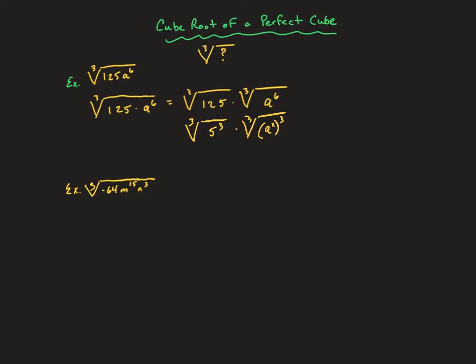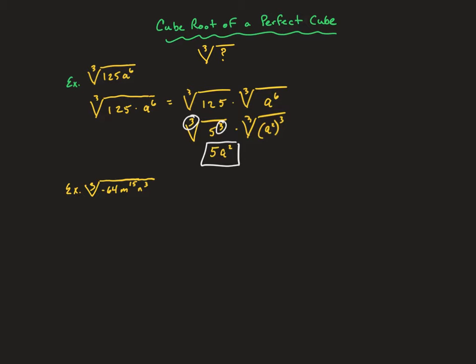And there's a lot of radical exponent rules here that we can look at, but again, this tells me I'm looking for 3 identical factors. This tells me I have 3 5s in there. So the cube root of 5 to the third is going to be 5, and the cube root of a squared to the third is going to be a squared. So there is my cube root of 125a to the 6th.